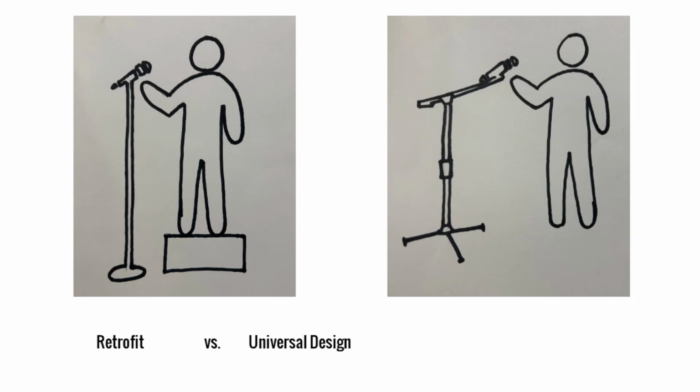Another student drew a person eating at a restaurant and they found a hair in their food. The retrofit removed the hair. But the universal design was to remake the food hair-free. A lot of creativity comes from getting students to think in different modes.